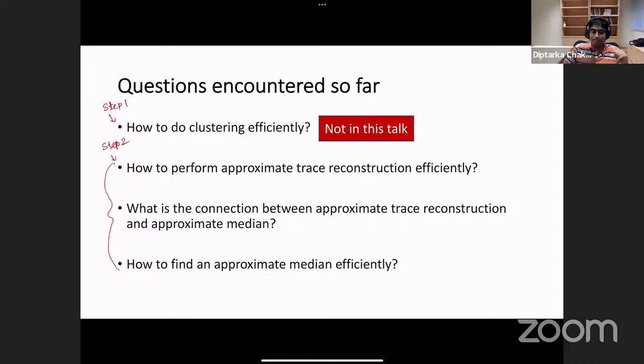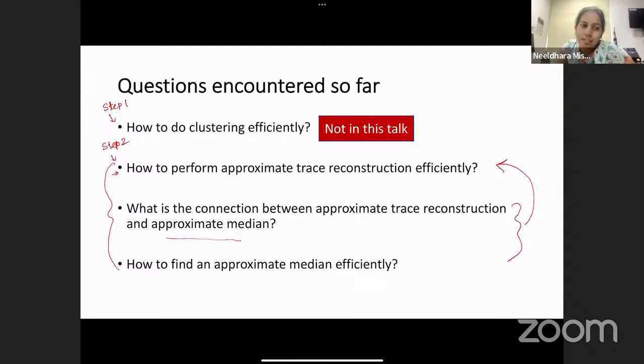So basically, I want to solve this trace reconstruction, and now first I want to show that if I could find this approximate median, that will give us some approximate trace reconstruction, as you suggested, and then I will solve the approximate median problem. And as a combination of these two, I will get a good answer to this second question, that is, we will get a good trace reconstruction. Okay, that's very cool.